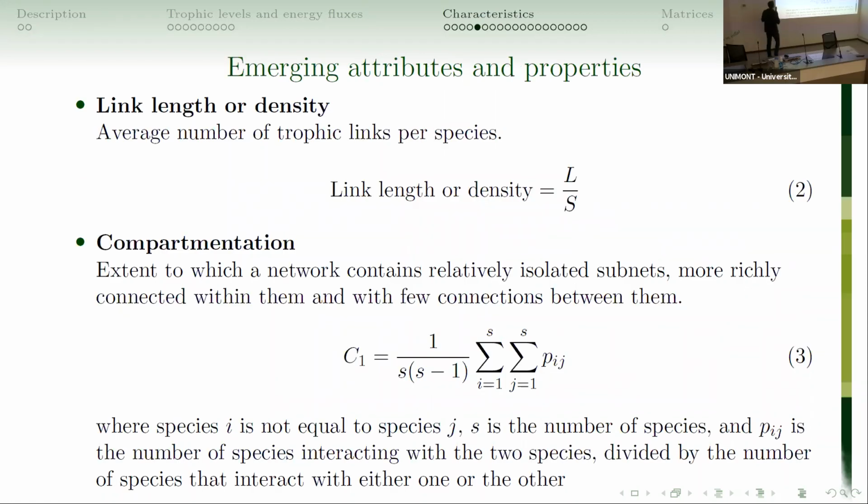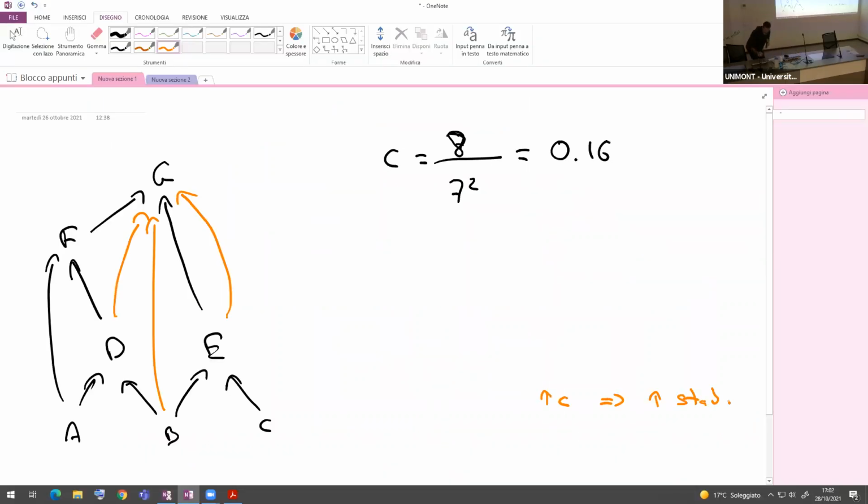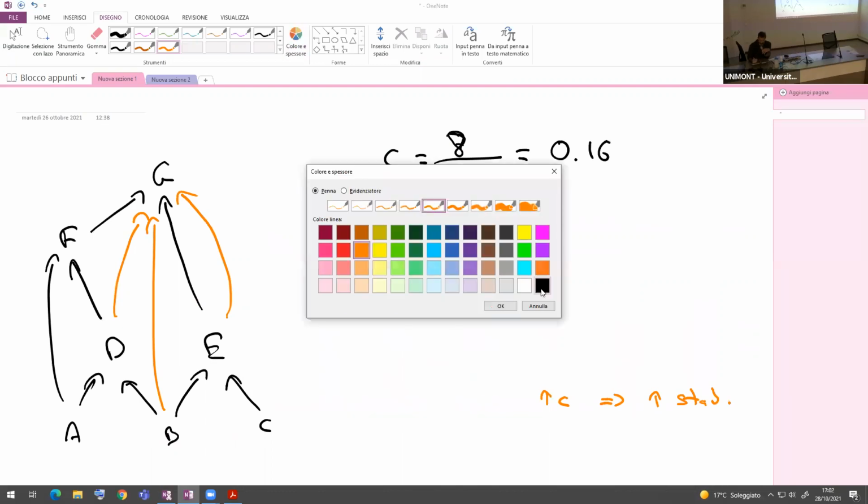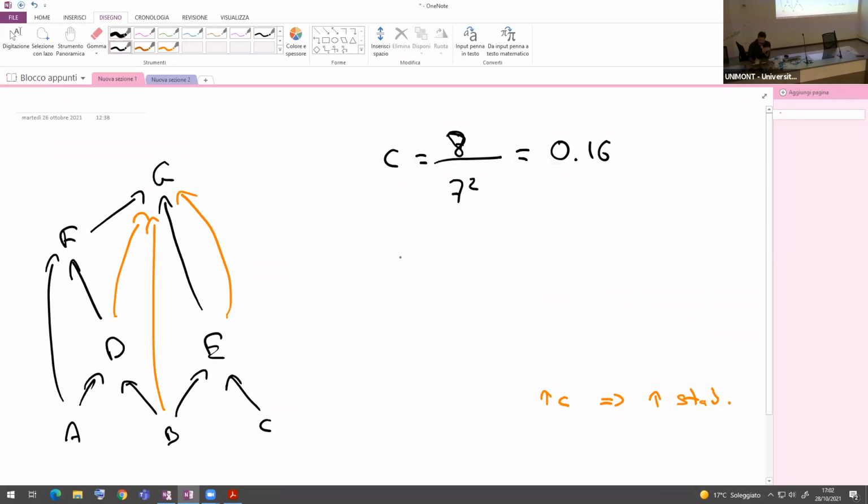Another important attribute is the link length or link density, which basically is the number of links by number of species. This is the number of links that each species has on average. So for our community, for the black community, the link density is the number of links by the number of species. So we had 8 species and 7 links. I calculated it before, 1.14. This would be the link density.